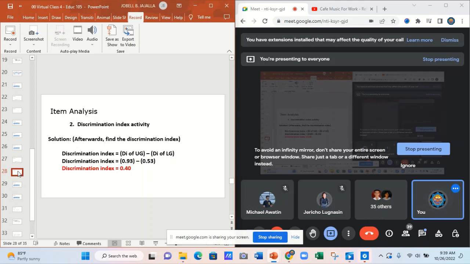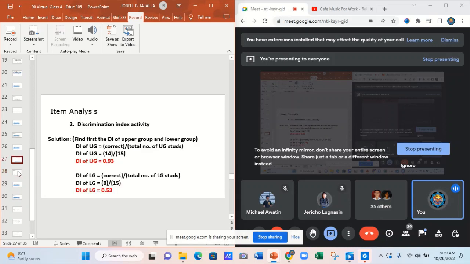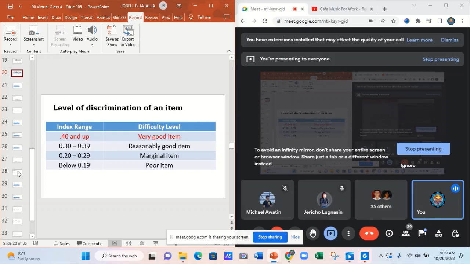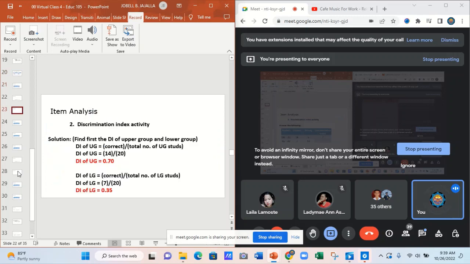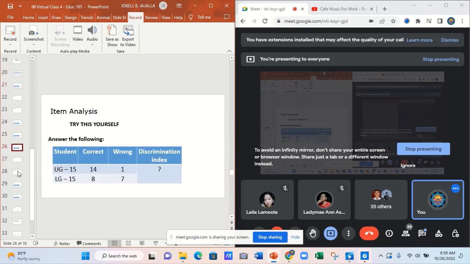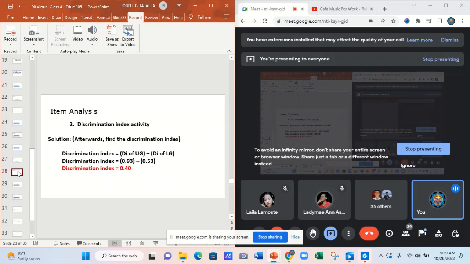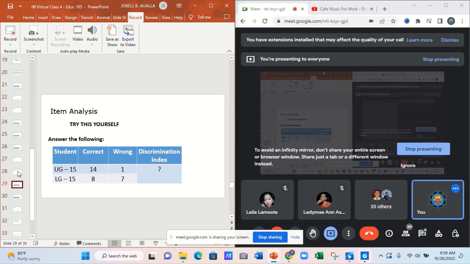Okay, so that is 0.40, and if we go back to the interpretation table, how do we describe the item if 0.40? Okay, so 0.40 and above, that is a very good item. So pasabot, the item being solved is able to discriminate between the members of the upper group and the members of the lower group. So ana lang, 'di ba?